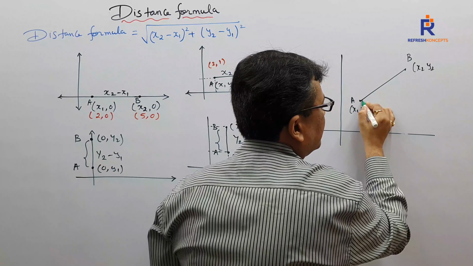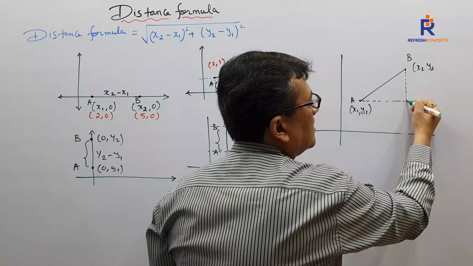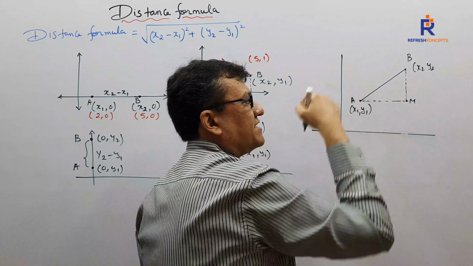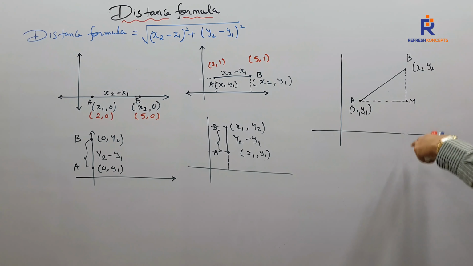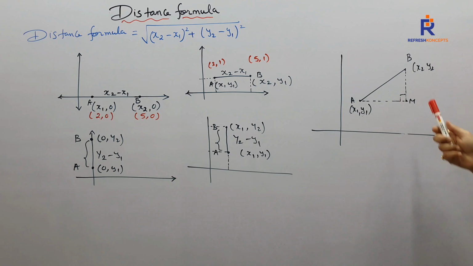Can we draw and construct AM parallel to x-axis, BM parallel to y-axis? The point of intersection is nothing but 90 degrees. That is, measure of angle BMA is nothing but 90 degrees. I think you must have figured it out. What am I going to do? I'm going to apply Pythagoras.